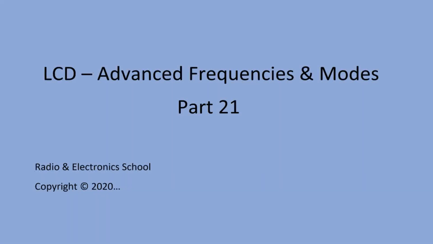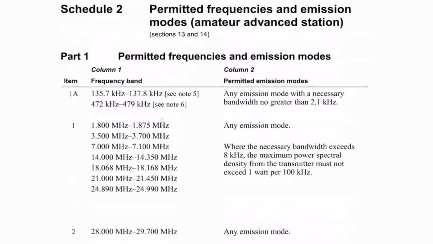Let's have a look at the LCD and what the advanced frequencies and modes are. Here we are. Schedule 2, permitted frequencies and emission modes for the advanced station. The standard and foundation are subsets of this list, which is every frequency that an Australian amateur station can operate on, but you have to be an advanced to do it.